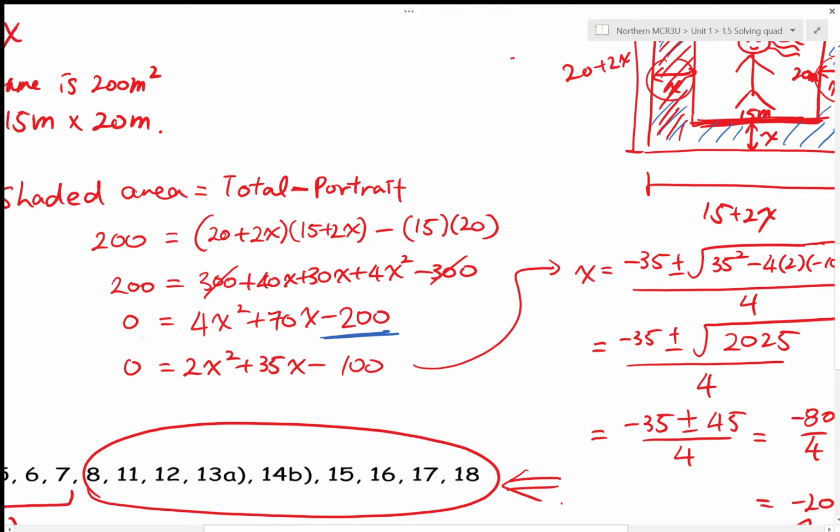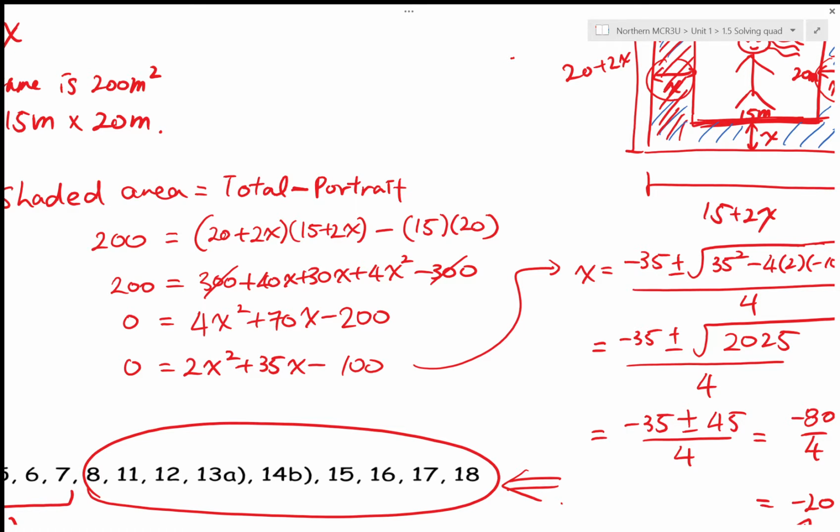Now, then we have 0 equals 4x squared plus 70x minus 200. And then somehow the next line becomes 2x squared plus 35x minus 100. So this is the point where you kind of have to pause for about 5 seconds-ish and think about why, okay? Pause it and think about why. You actually have to think about why.